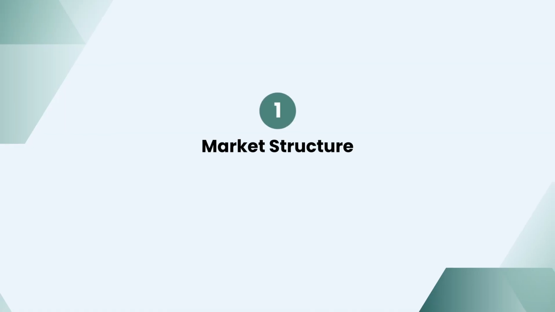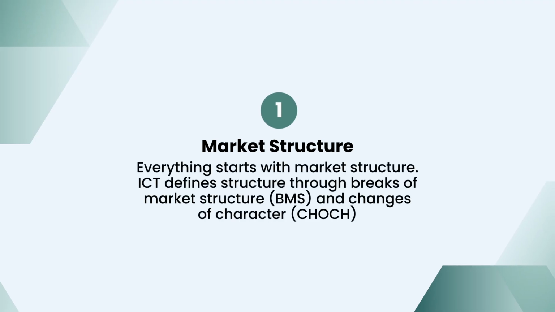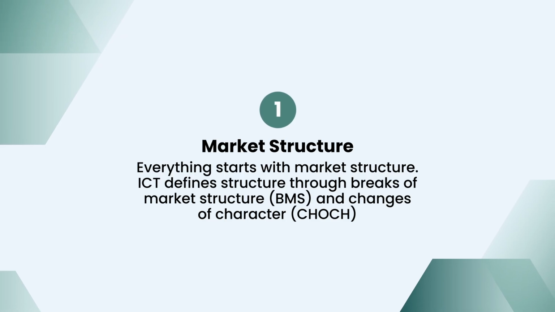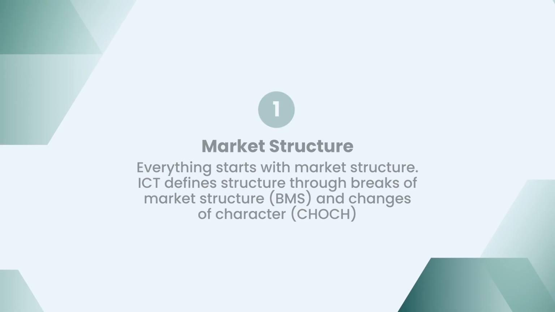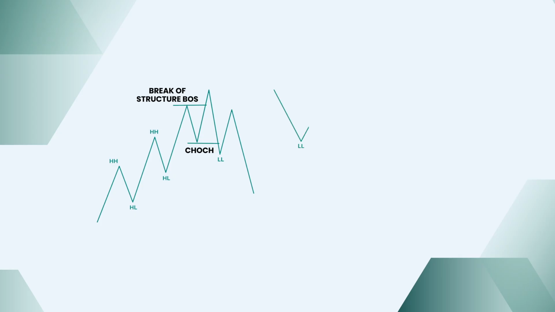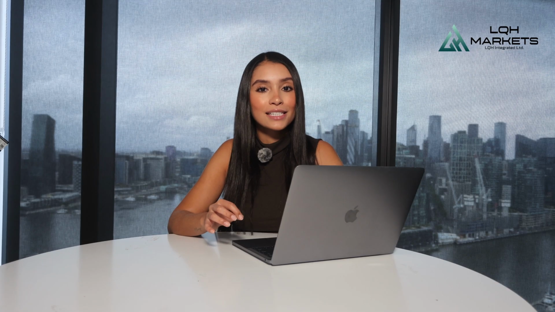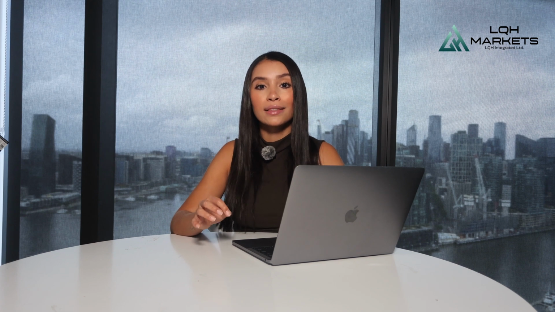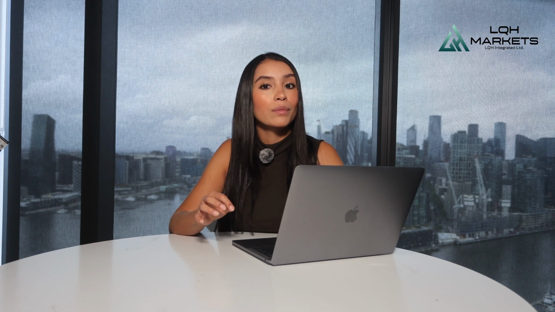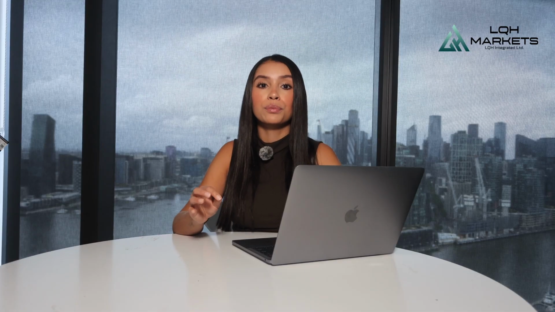The first one is market structure. Everything starts with market structure. ICT defines structure through breaks of market structure, BMS, and changes of character. When price breaks a previous high or low, that's your first clue about direction. When it fails to continue and reverses, that's a structural shift. ICT traders read structure to align with the narrative, what the market is trying to tell them through price swings.